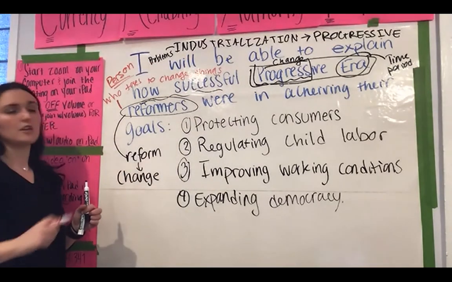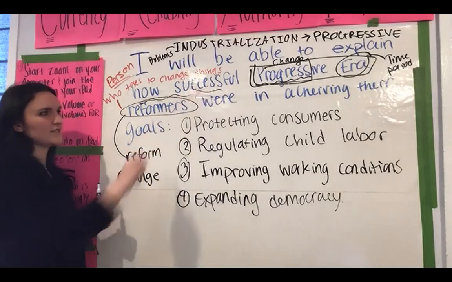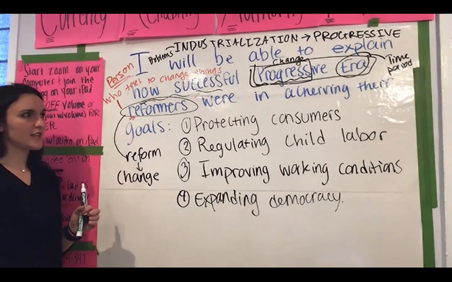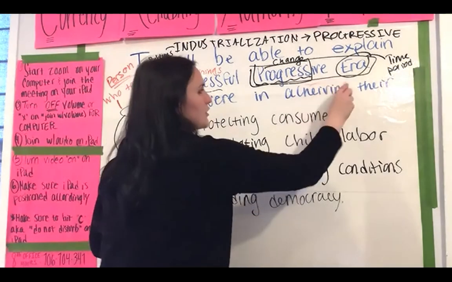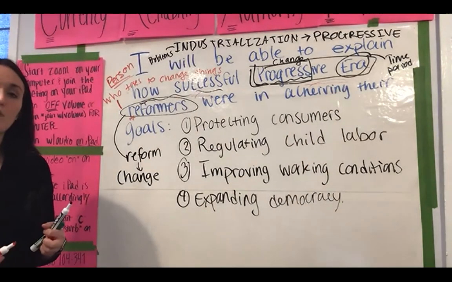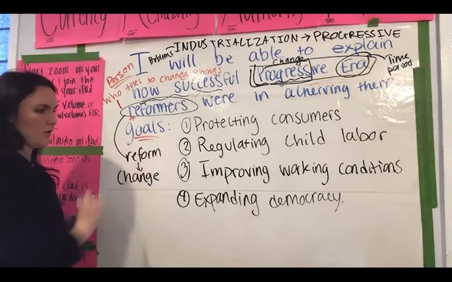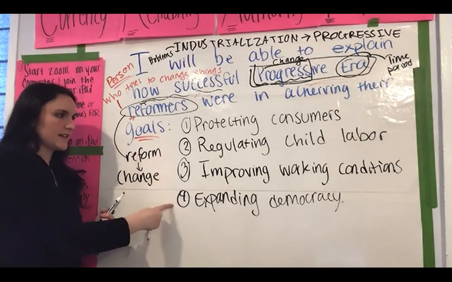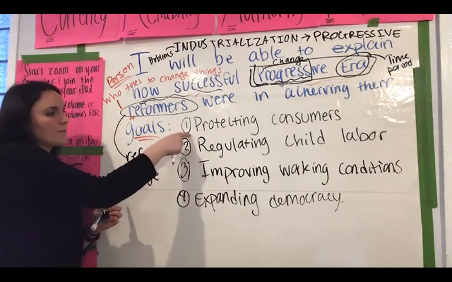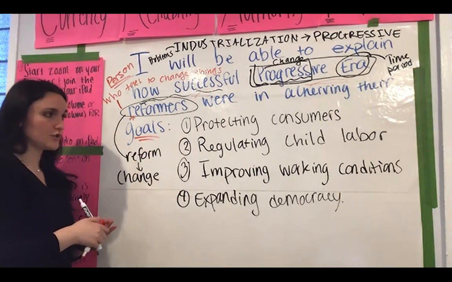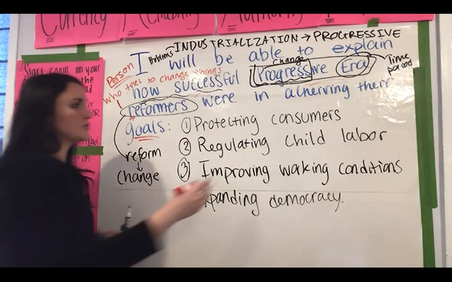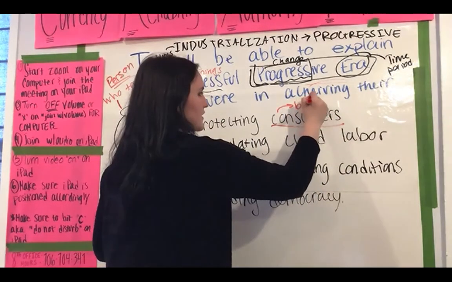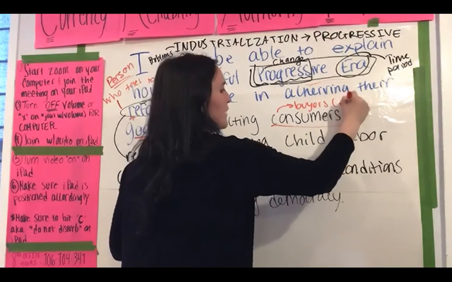So we need to figure out today, how successful were the reformers, the people who tried to change things during the progressive era? How successful were they at achieving their goals? Progressive era reformers had 4 basic goals. Number 1, protecting consumers. Consumers just means buyers. People who buy things.